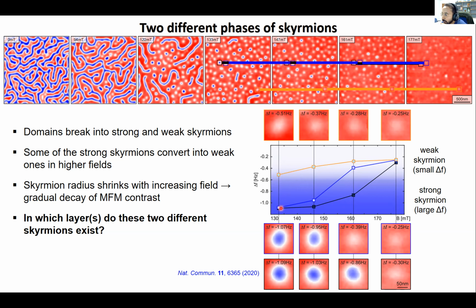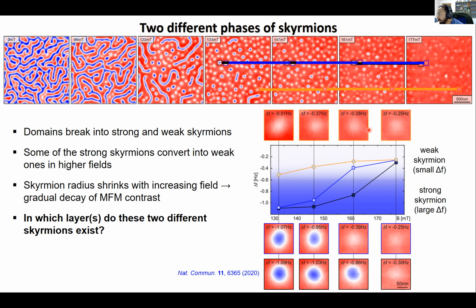So you can see that when we start at 133, let's say this 133 is being plotted here. At 133, we'll see that out of the 3 skyrmions, 1 skyrmion is at 0.5 hertz. So this is a very less bright one. It's a light one. But there are 2 skyrmions, the black and the blue here, and they're very intense. And you can see the MFM contrast is 1.07 hertz. So the higher the contrast, the higher the magnetic charge there, right?